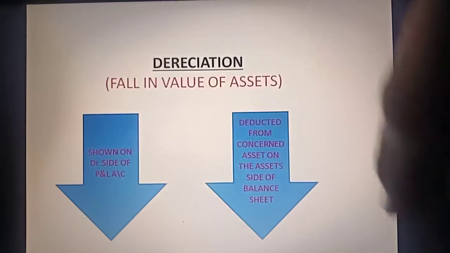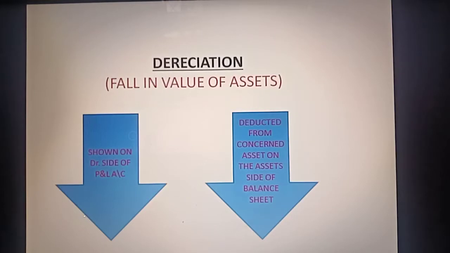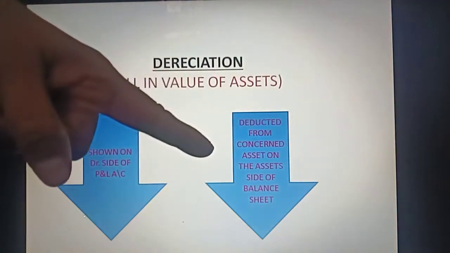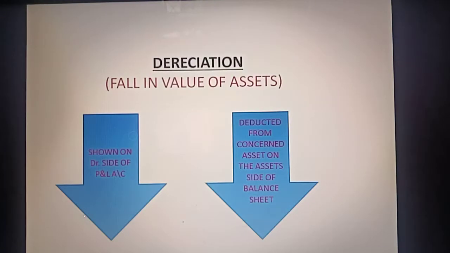Now the next adjustment is depreciation. See, depreciation is fall in the value of assets. Depreciation is the loss of our fixed assets due to their constant use or expiry of time. So the treatment of depreciation will be: on the one hand, it will be shown in the debit side of profit and loss account because it is the loss or expense, and on the other hand, it will also be deducted from the concerned assets on the asset side of balance sheet.